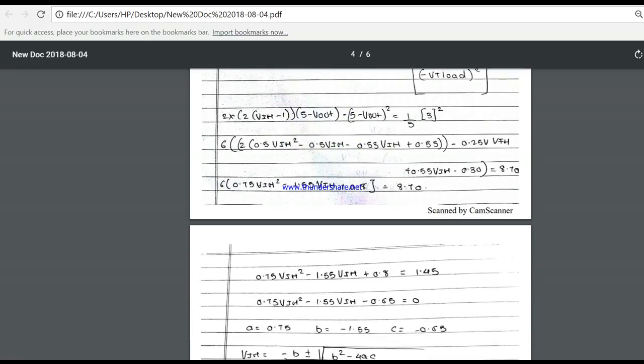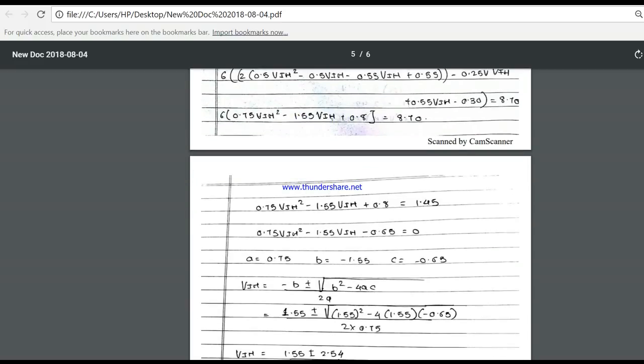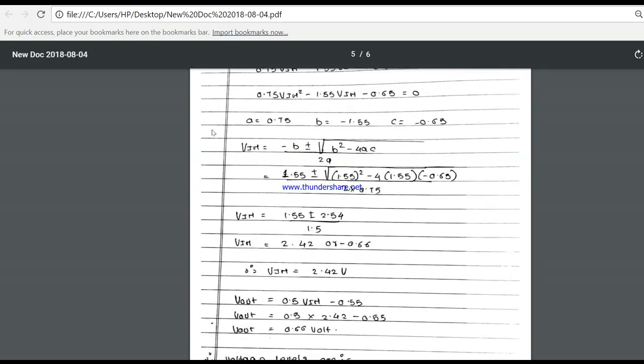the equation that is 0.75 VIH square minus 1.55 VIH minus 0.65. Calculating it for VIH by this expression, we will get VIH is 2.42 or minus 0.66. We'll ignore minus 0.66 because our V is not negative. So therefore we'll take 2.42, equating it in the equation of V out, so we'll get 0.66 volt.